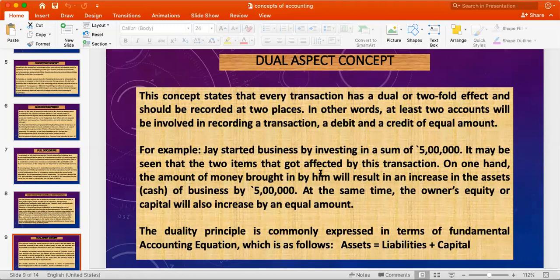I have explained to you the first term, what is capital. So the amount brought into the business to start the business is capital. At the same time, capital is also increasing, and this capital is a liability. So now what's happening? When assets are increasing, capital is also increasing. So two effects. You cannot say that when a person has brought the amount to start a business, there will be only one effect. No, cash is also increasing and capital is also increasing.